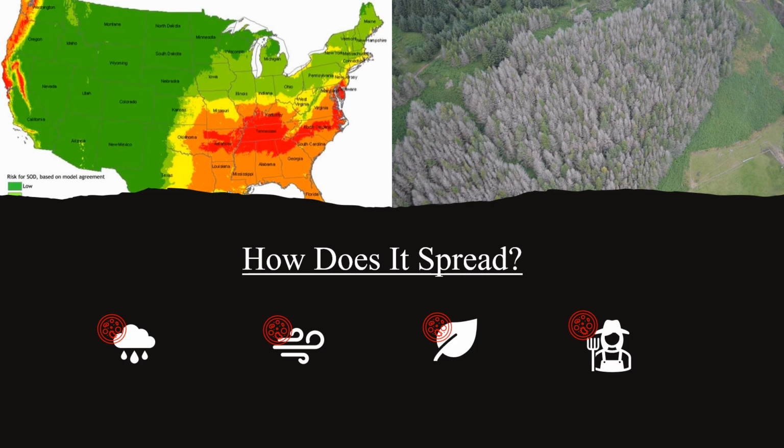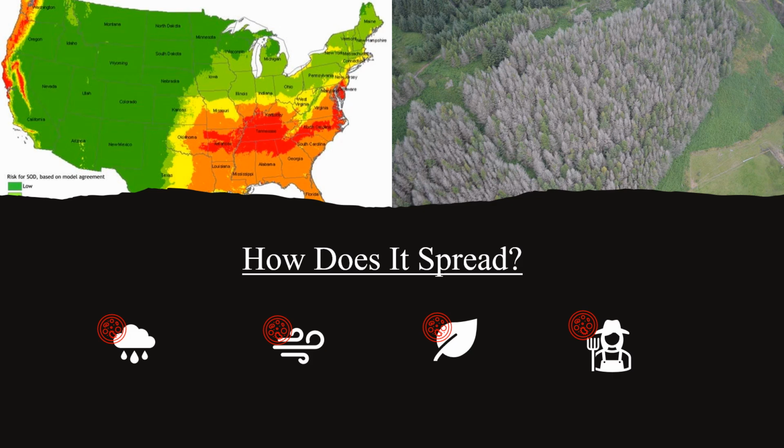Now, the spread of P. ramorum occurs through multiple pathways, making control efforts particularly challenging. Rain and water runoff play a major role in transmission, as spores travel from infected plants to new hosts. Windborne spores can also disperse the pathogen over short distances, particularly in misty or humid conditions. Contaminated soil and plant debris serve as long-term reservoirs for P. ramorum, allowing it to persist in an area even after infected plants are removed.